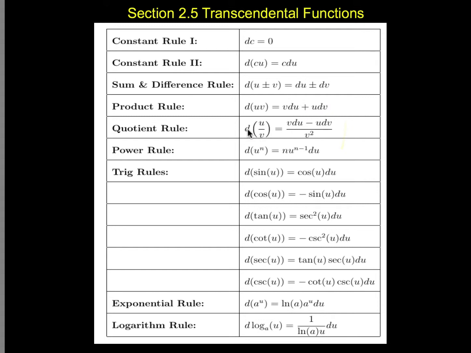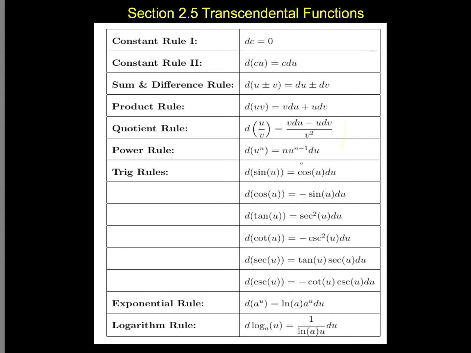Got a quotient rule. The differential of u over v is (v du minus u dv) over v squared, or if you like, low d high minus high d low over low squared. We've got our power rule: the differential of u to the n, the exponent comes out, becomes our coefficient, and the power reduces by 1.